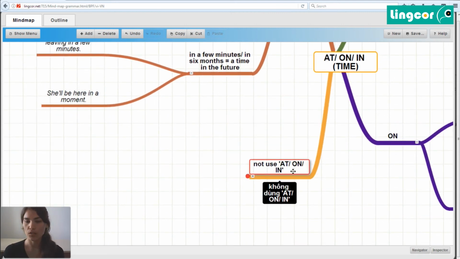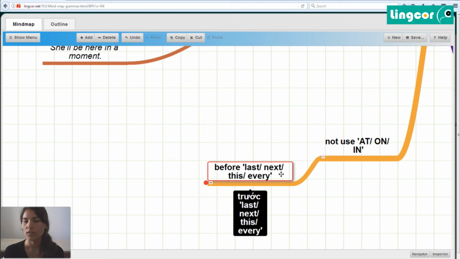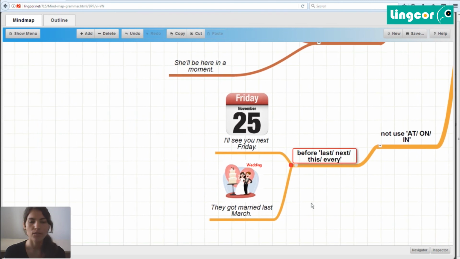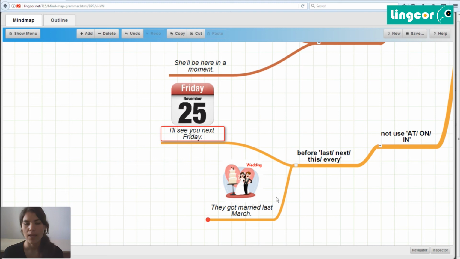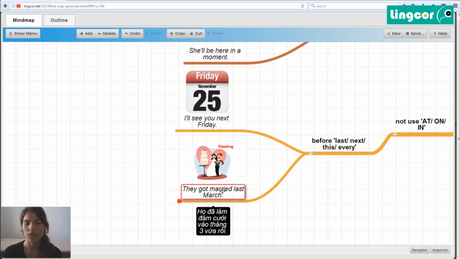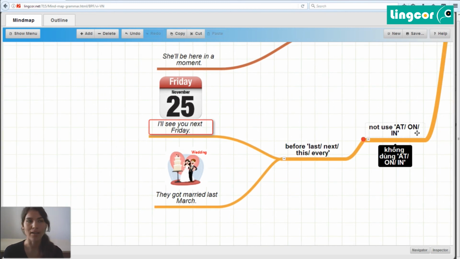Now, when to not use at, on, and in. For example, we cannot use at, on, and in before last, next, this, and every. So for example, I'll see you next Friday. And they got married last March. So as you can see here, both of these, using last and next, we're not going to use at, on, and in.